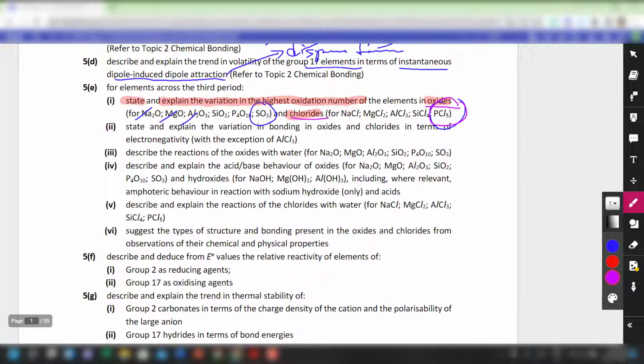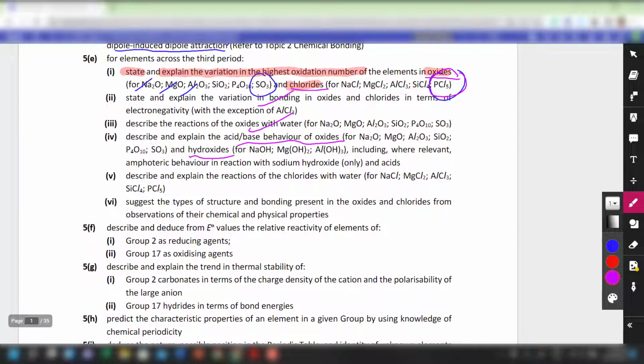Okay, so you're supposed to state the variation in terms of the bonding of the oxides and chlorides, as well as their reaction with water. Okay, you are also required to talk about the acid-base behavior of the oxides and the hydroxides. Okay, and then some of them are amphoteric. So for example, you are aware that Al2O3 and Al(OH)3 are amphoteric, so you need to talk about them as well. Amphoteric here means substances which are able to react with both acids and bases.